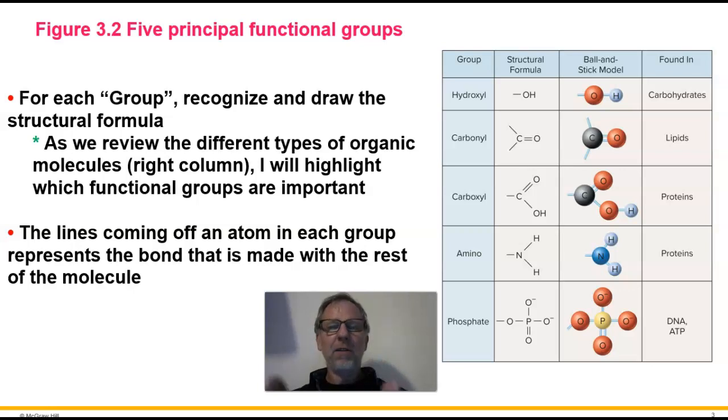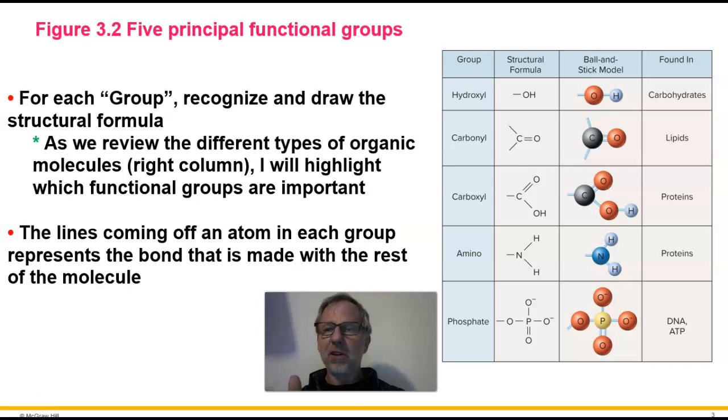Now, another important thing for you to understand from this slide and from those structural formulas is the line that's coming off of an atom in each functional group. So, for example, if you look at the hydroxyl on the top, there's a line coming off of the oxygen. If you look at the carbonyl, there are 2 lines coming off of the carbon. So what do those lines mean? What do they represent? Well, those represent the bonds that form between the functional group and the rest of the molecule. That's what they represent.